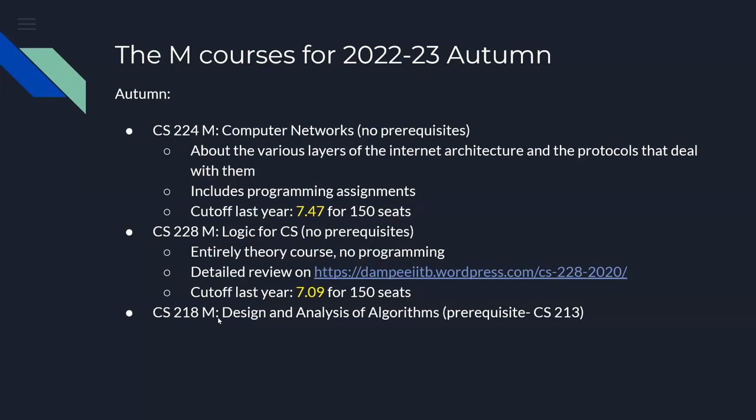They are computer networks and logic for CS, which have no prerequisites, and one of them requires some programming while the other is purely theory. And you can look at the cutoffs as well, which are quite low compared to previous years where it used to be 8.5 plus.